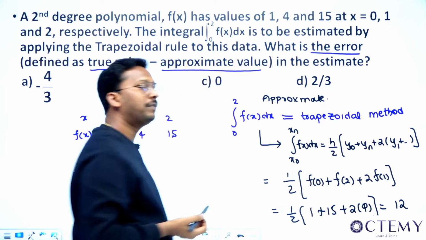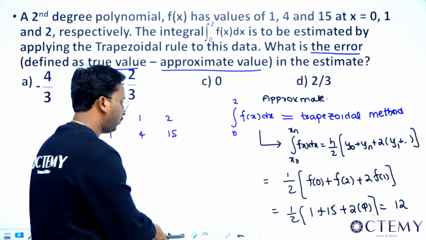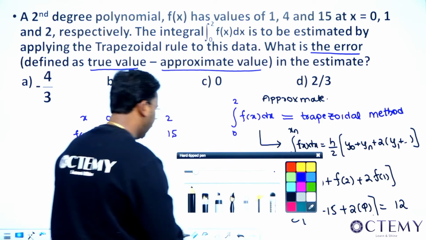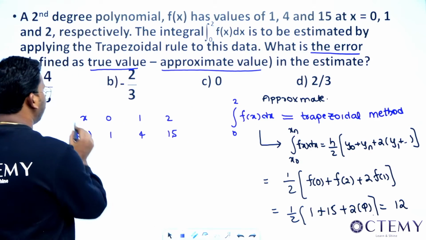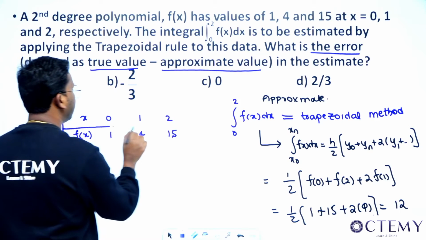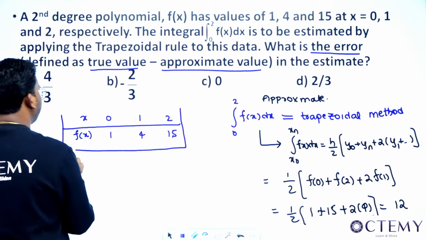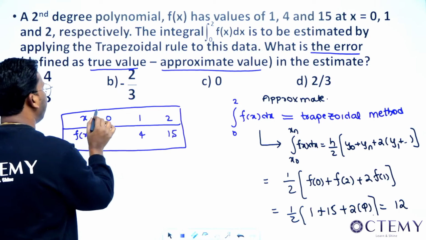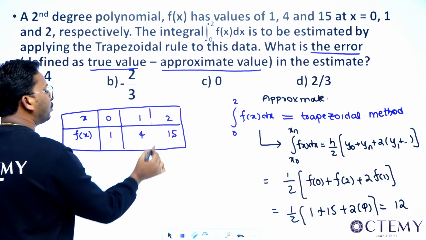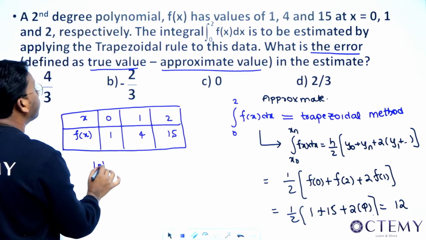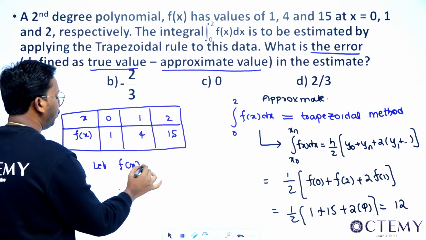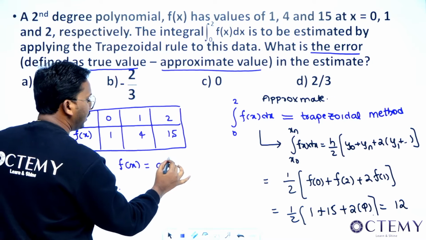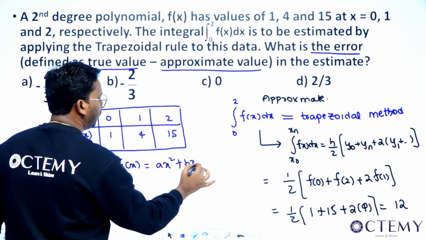Now, do we know the function? No, we don't know the function. So to find the exact value, we need to find the function. What will be the function? He is telling that f of x is a second order polynomial, right? So you could start like this. Let f of x be a second degree polynomial: f of x is equal to ax square plus bx plus c.